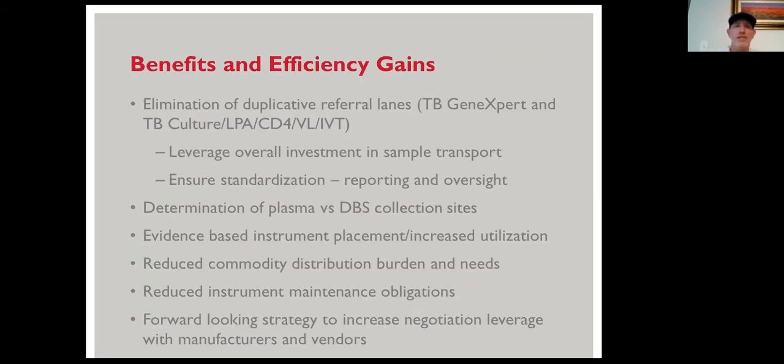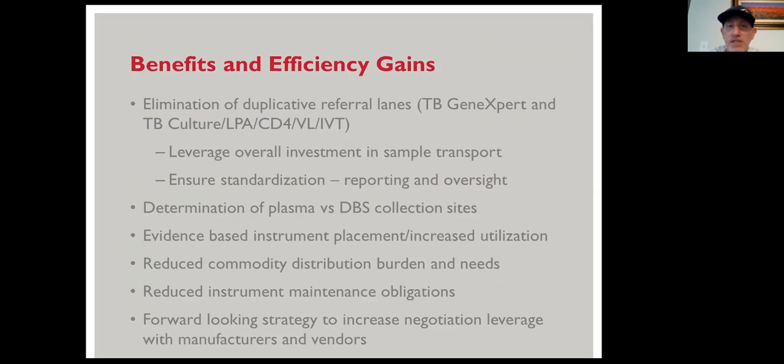So what are some of the things that we've seen in relation to some of the exercises that we've done in relation to efficiency gains? As I mentioned earlier, we do have a lot of duplicative referral lanes that are actually separately funded. And the idea here is to integrate them, reduce costs, and create some overall efficiency there.